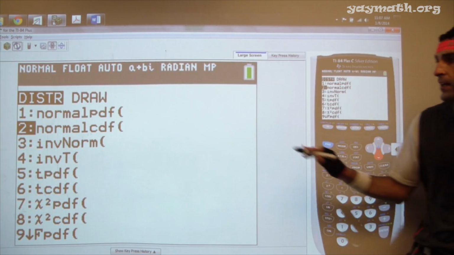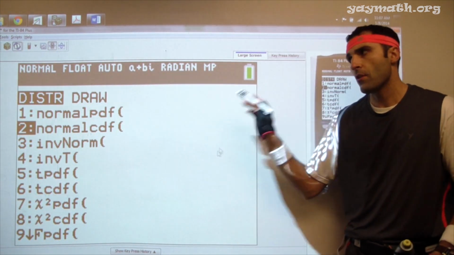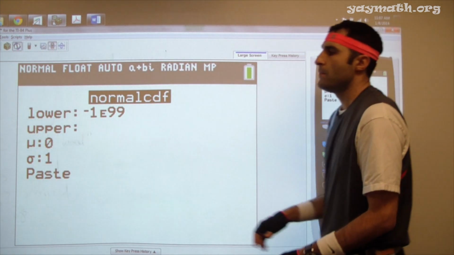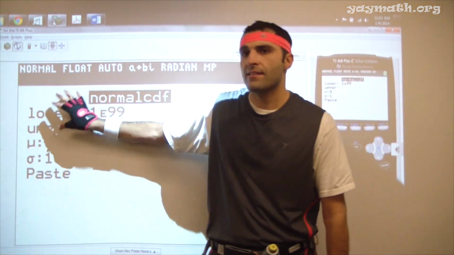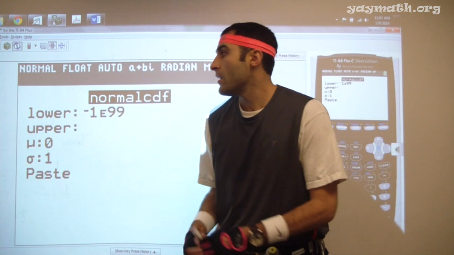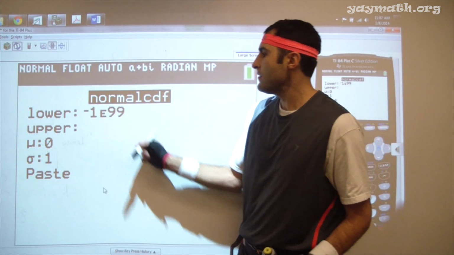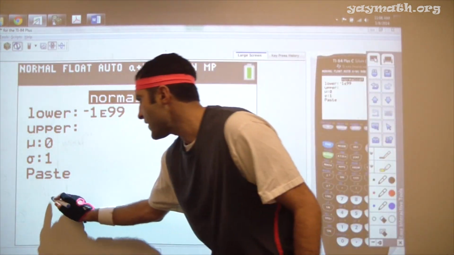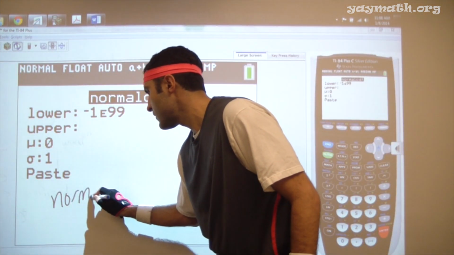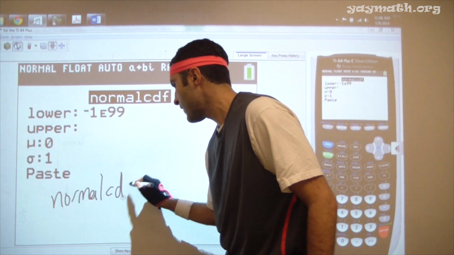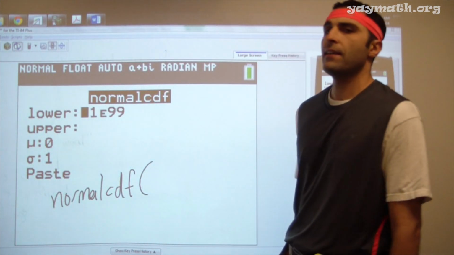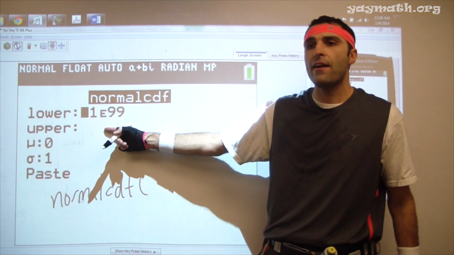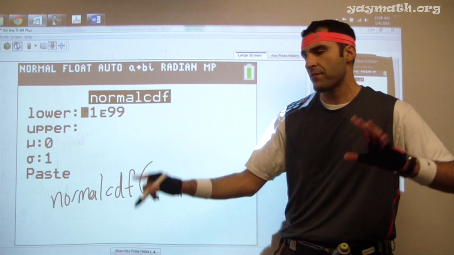Pause for everyone to get caught up. Normal CDF. Second vars, normal CDF. Many of the newer calculators have this functionality. If you don't, you'll just see normal CDF and then it'll say, give it to me. Who has this? Raise your hand. Many of you have it. Who has what I have? Okay, good. So half is pretty much split.